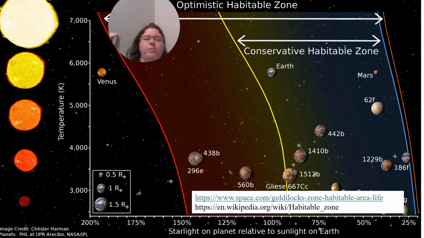But the Goldilocks zone, or the habitable zone, is where you can have liquid water. As you can see, the conservative habitable zone is a little bit smaller than the optimal habitable zone. And this is exactly where there's liquid water, because we're making the assumption that since water is pretty integral to life here, then water might be integral to everywhere else as well.